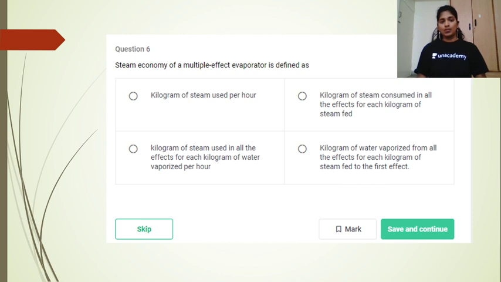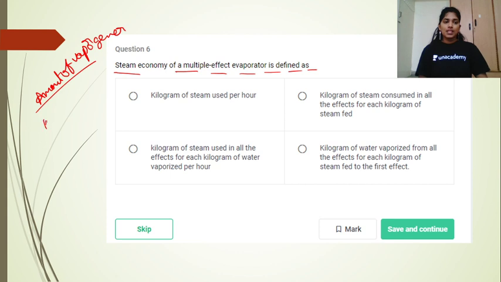Now, steam economy of a multiple effect evaporator is defined as... So what do you mean by economy? Economy means the amount of steam generated, or the amount of vapor that is generated per kg of steam that is fed.